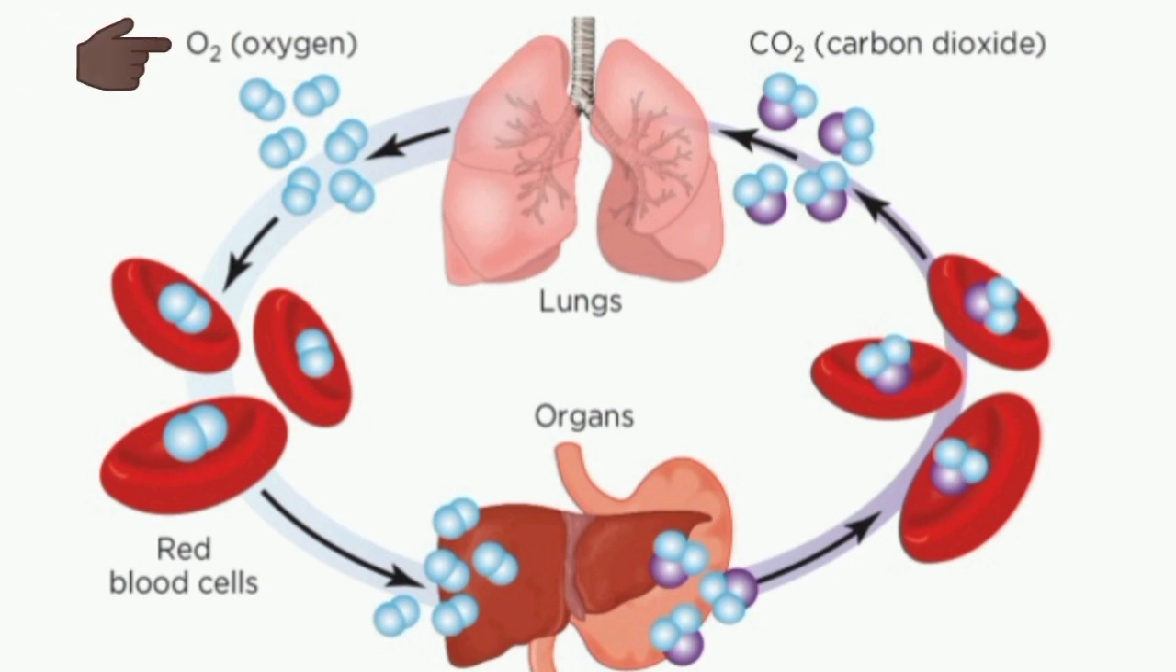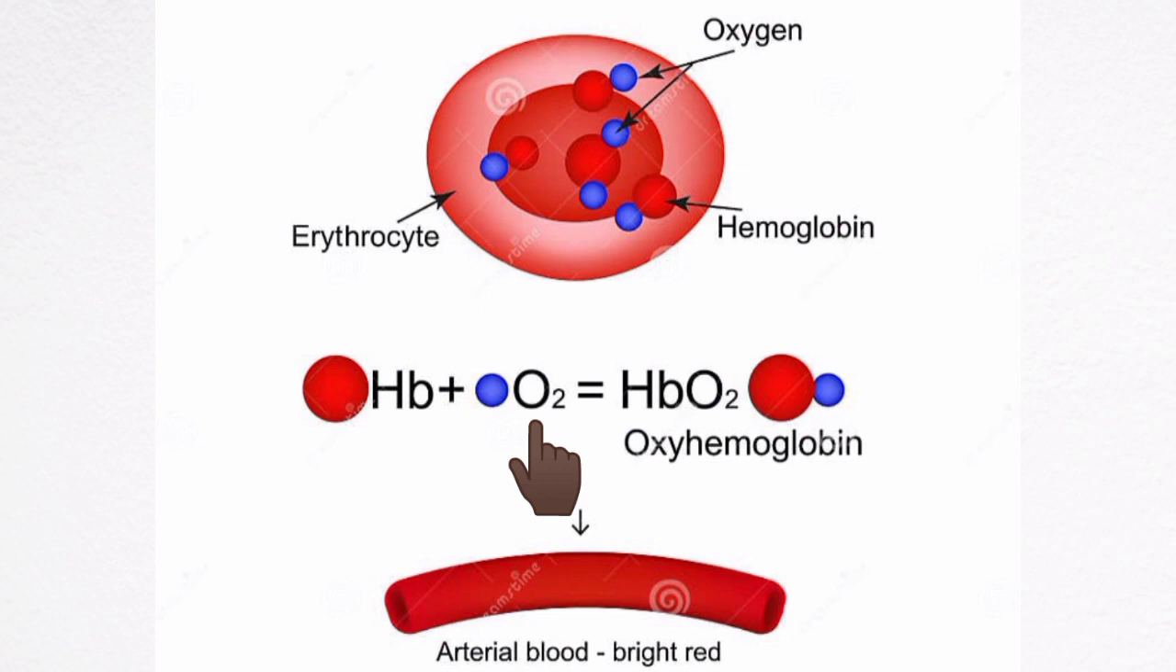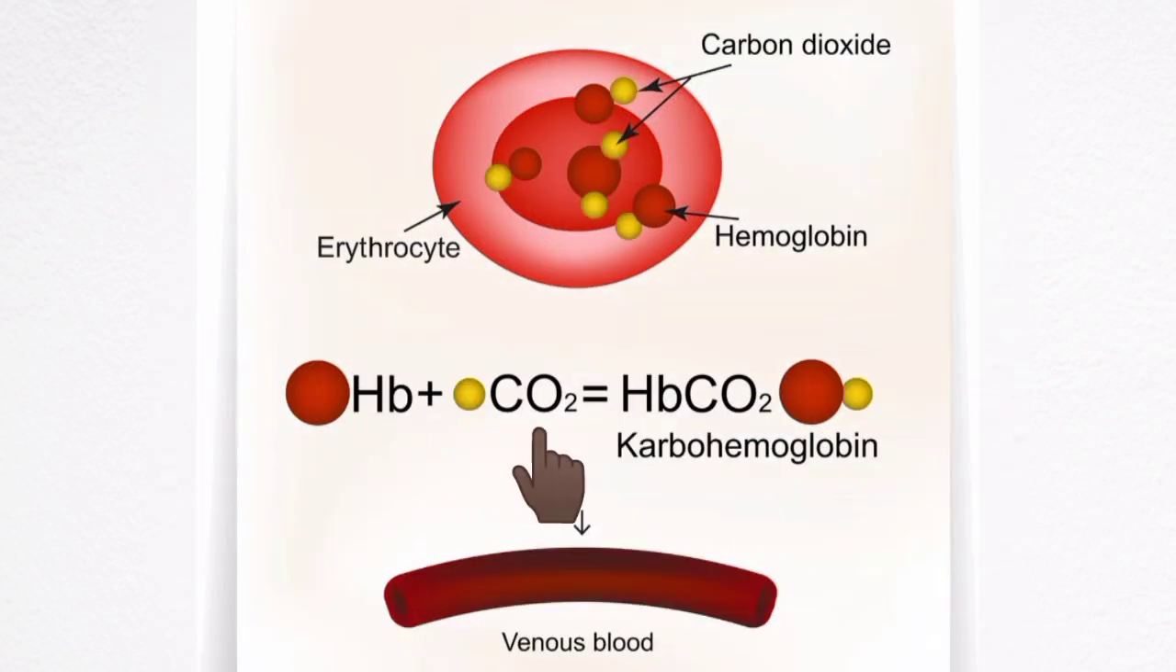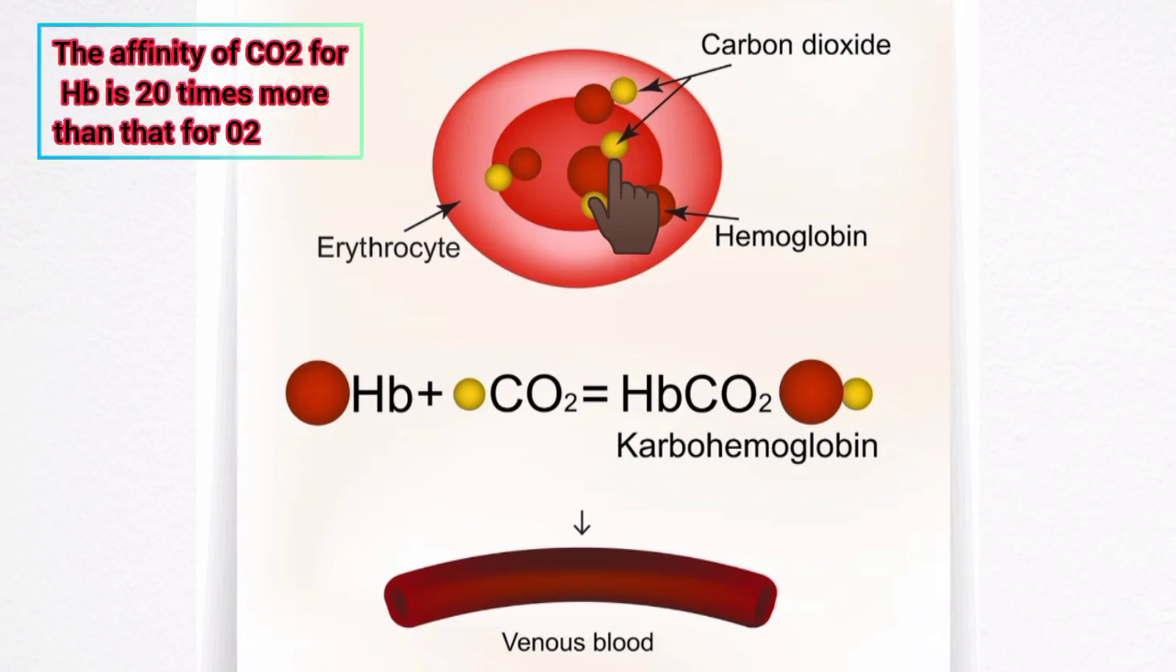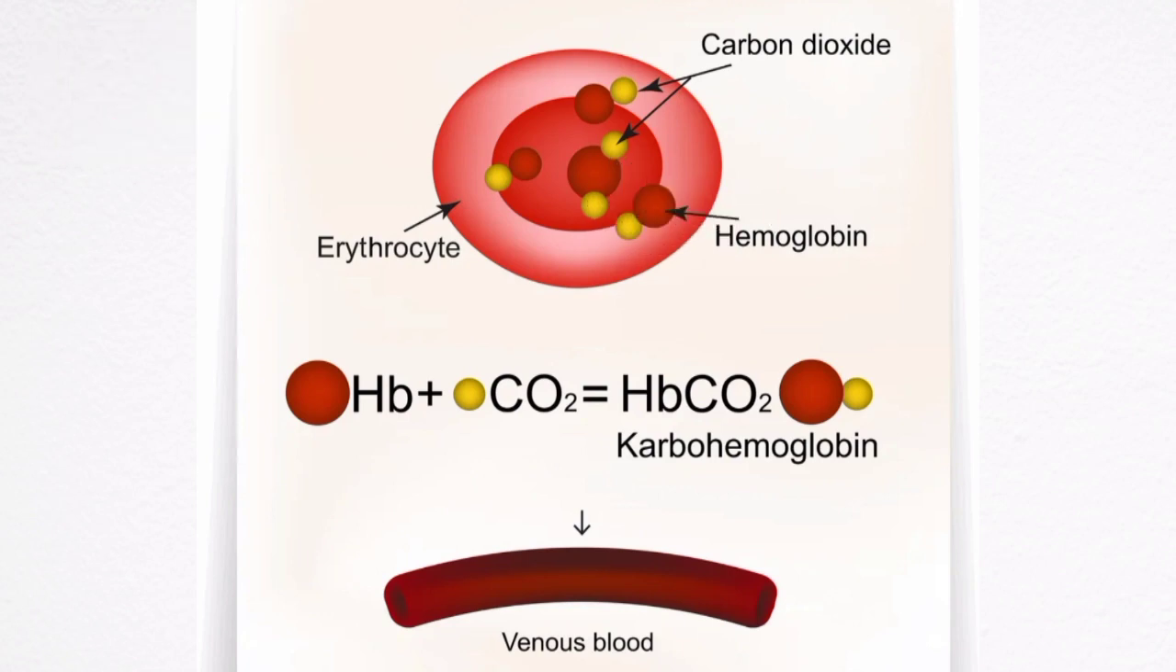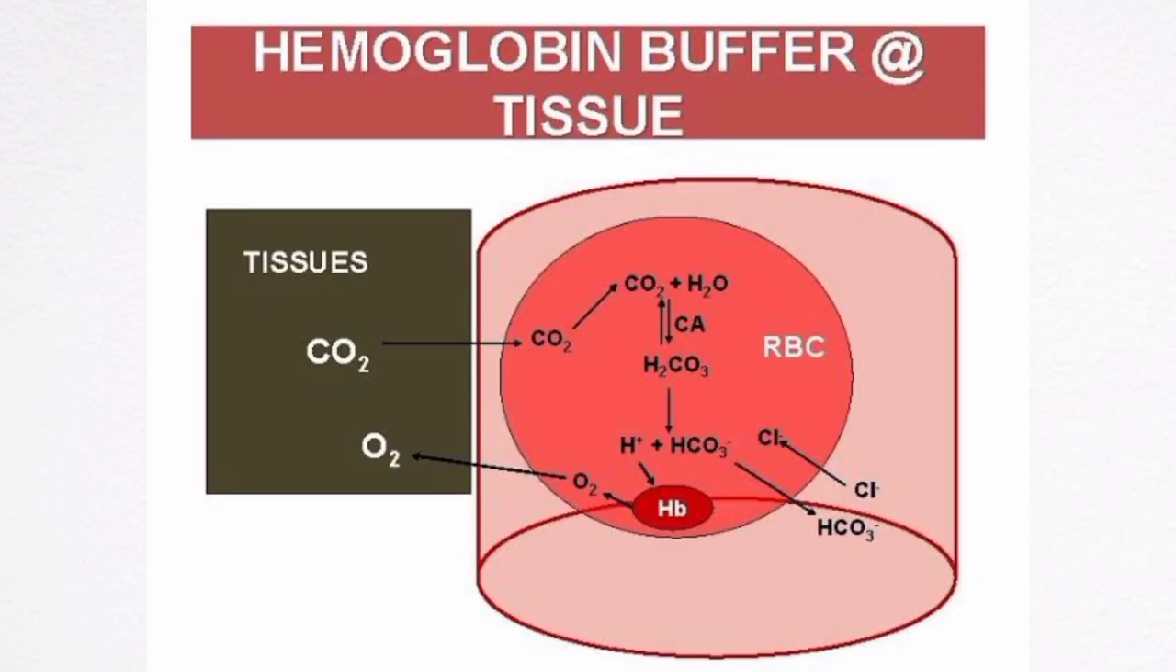Hemoglobin transports oxygen from the lungs to the tissues. It transports carbon dioxide from the tissues to the lungs. When oxygen binds with hemoglobin, a physical process called oxygenation occurs, resulting in the formation of oxyhemoglobin. When carbon dioxide binds with hemoglobin, carbohemoglobin is formed. Now, the affinity of hemoglobin for carbon dioxide is 20 times more than that for oxygen. Hemoglobin also acts as a buffer and plays an important role in the acid-base balance.